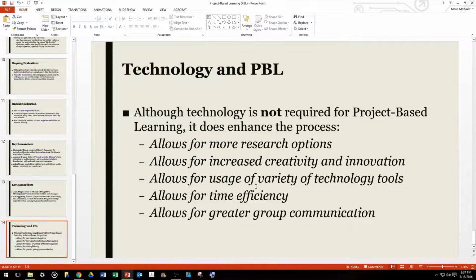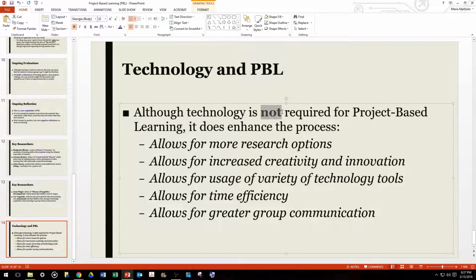And then finally, we get to technology and project-based learning. Now, technology is not a requirement for project-based learning. I want to emphasize this because a lot of schools, especially a lot of public schools in inner cities and so forth, don't have as much technology as maybe some of the other schools that are out there. And so this should not limit the idea of using project-based learning in a classroom.